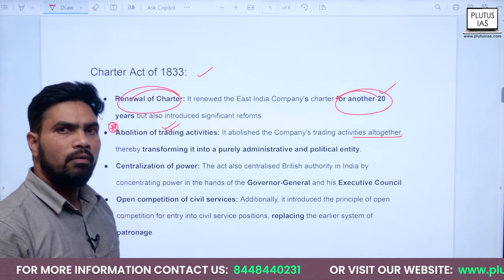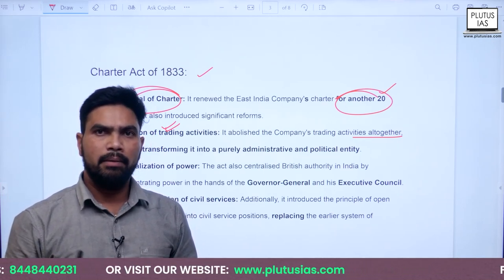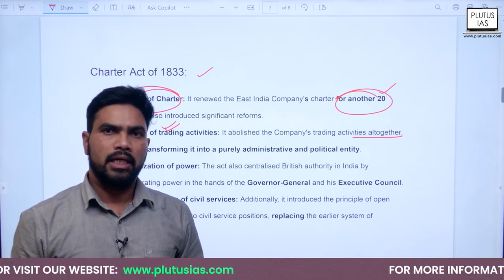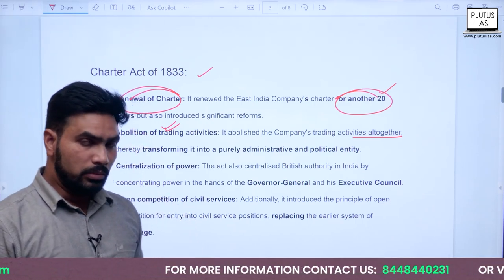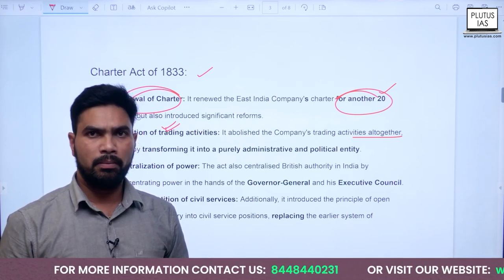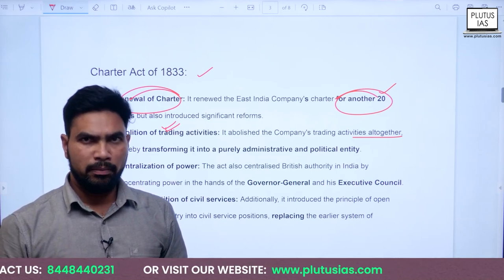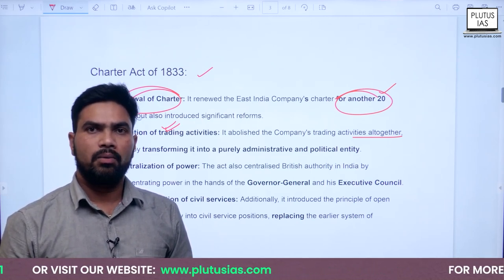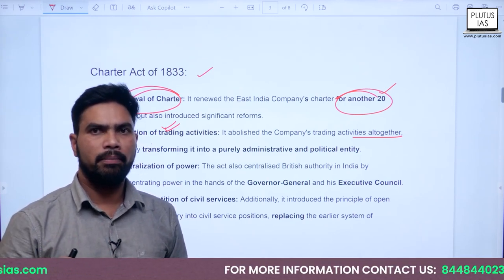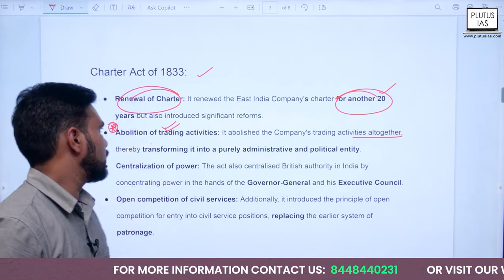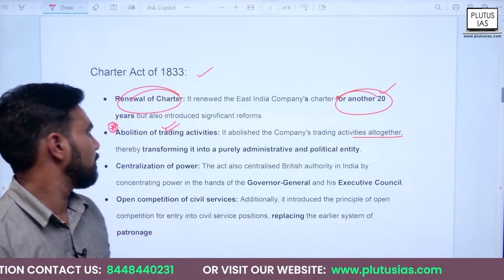So basically, why the trading activities have been abolished? Because as time passes, the East India Company managed to capture a lot of Indian territories. So now it became more a political body than an economic body. So to focus on the administration of these acquired territories, the trading aspect of East India Company has been abolished. And from now on, the company focused on administering India.